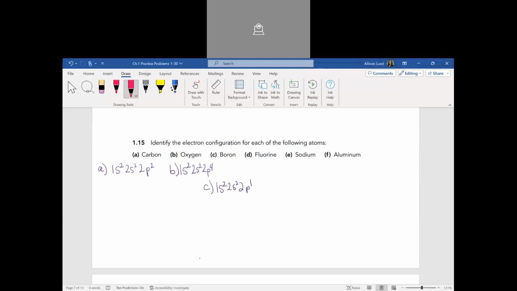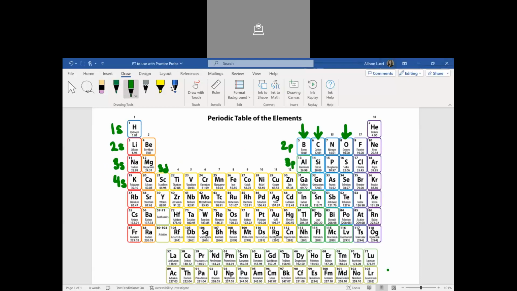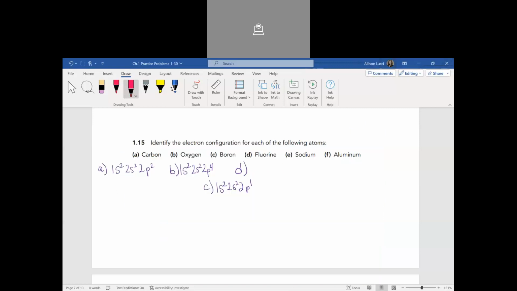Next up, we have fluorine. So let's go back to our periodic table. Fluorine has 9 electrons. So we have 2 in the 1s, 2 in the 2s, and then 5 in our 2p. All right, so then we have sodium.